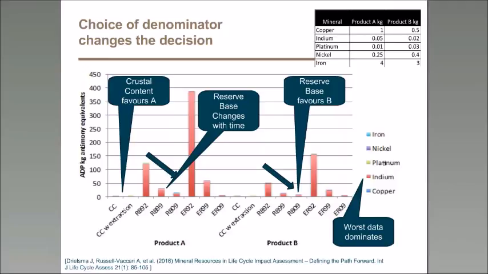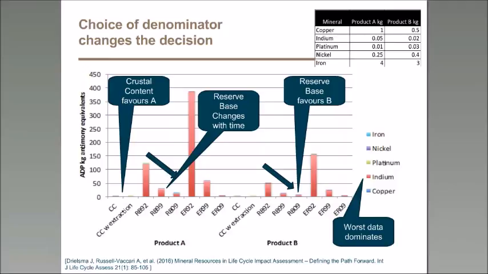You see a similar picture over here for product B, but what's most interesting, and it's hard to see on this axis, is that crustal content clearly favors product A over product B, but the reserve base favors product B. I apologize, I could make this larger so you could see it, but if you go to the paper that's listed at the bottom, you can see several more charts that go into more detail analyzing this. But essentially, all this red you're seeing is indium.